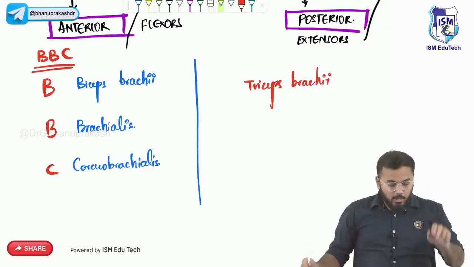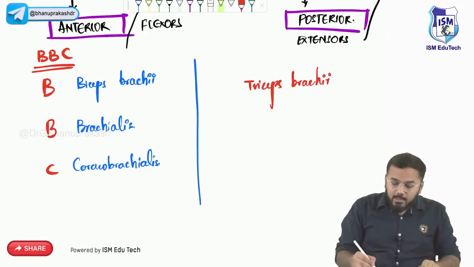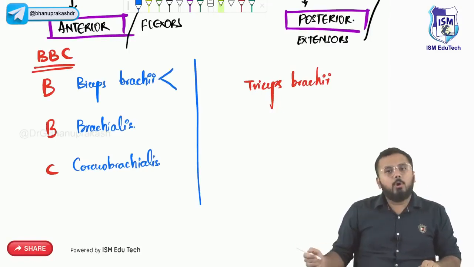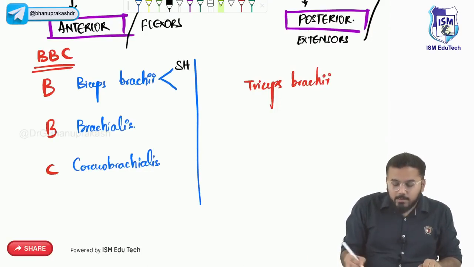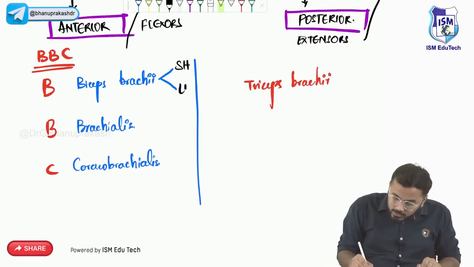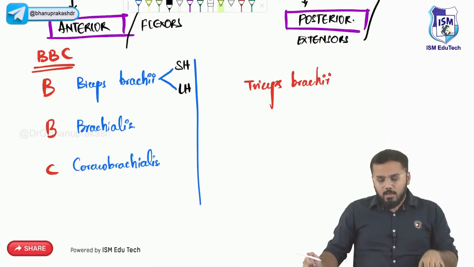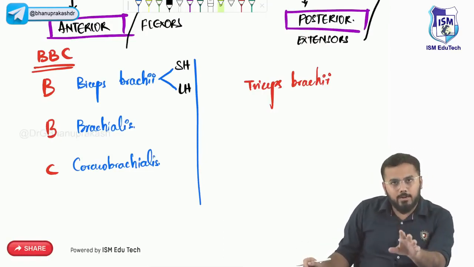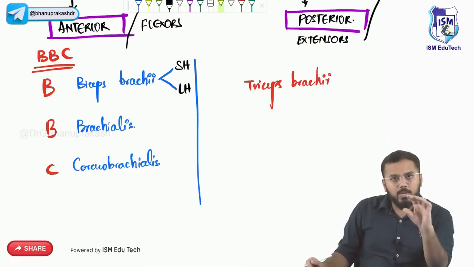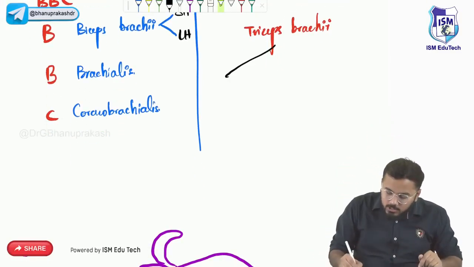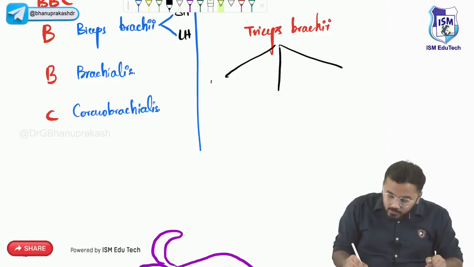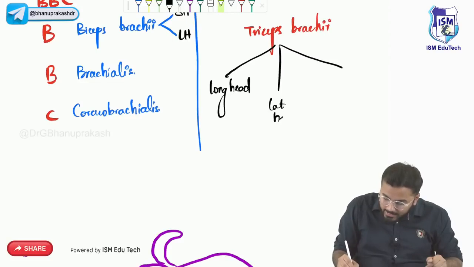Triceps brachii. Now, when I discuss biceps brachii, within the biceps brachii there are two important heads. One is called the small head, another one is called the large head. Or you can call it a short head and long head. Short head of biceps brachii, long head of biceps brachii. In the same way, triceps also has three heads. What are they? We have the long head, the lateral head, and the medial head.